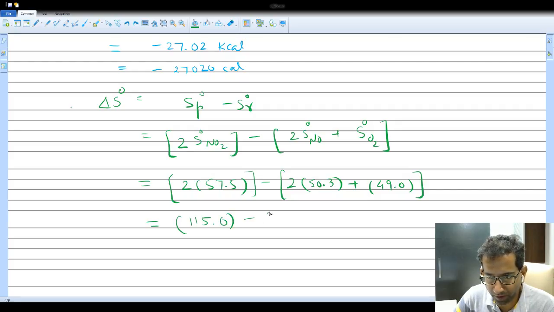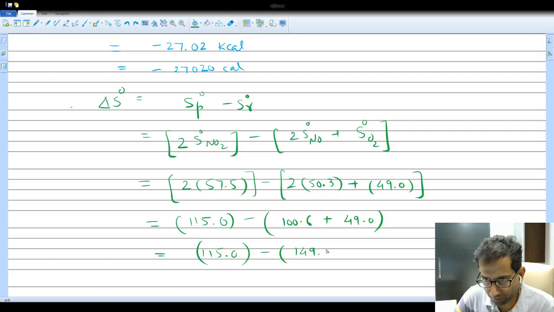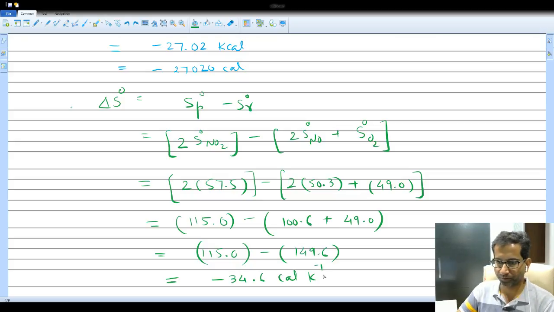115.0 minus 100.6 plus 49.0, that is 115.0 minus 149.6, that is equal to minus 34.6 calorie Kelvin inverse.